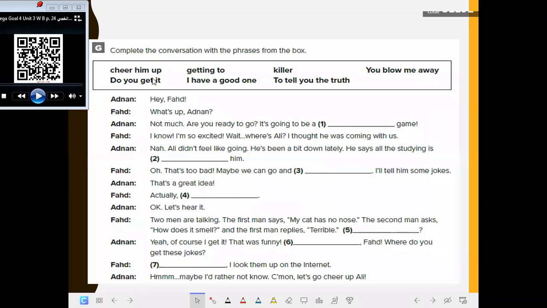As you see here, it says complete the conversation with the phrases from the box. He gave us some phrases, some words, and wants us to complete this conversation between Adnan and Fahd using these phrases. So, my dear students, I want two students. One will be Adnan and the other will be Fahd to read this conversation and complete the sentences. Who can be Adnan and who can be Fahd?